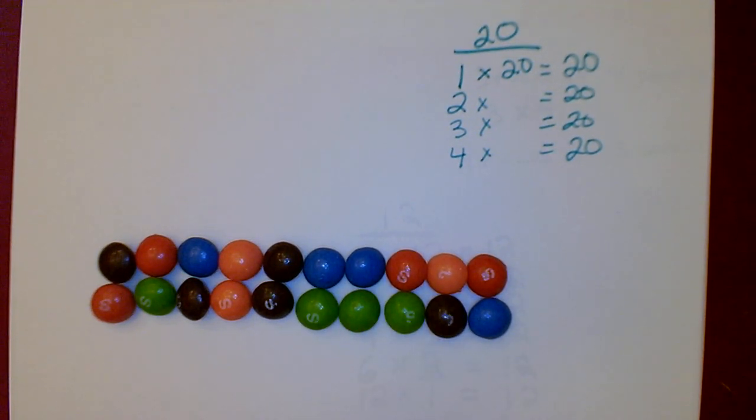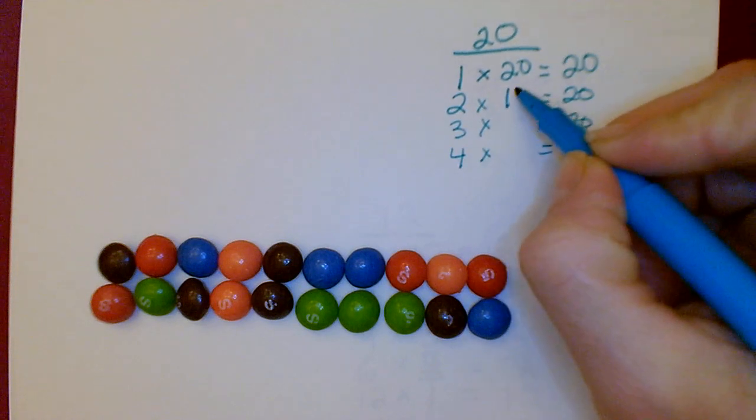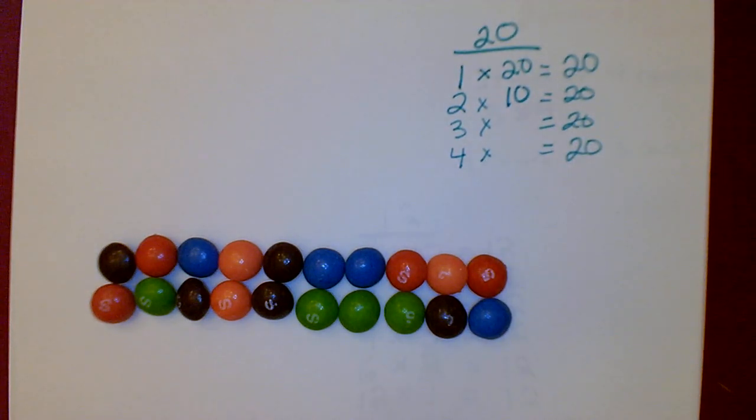All right, so here we go. So now we have 2 rows. Here's one row and here's another row. And each row has 1, 2, 3, 4, 5, 6, 7, 8, 9, 10. And you know what? 2 times 10 is 20. That one totally worked. I like it.